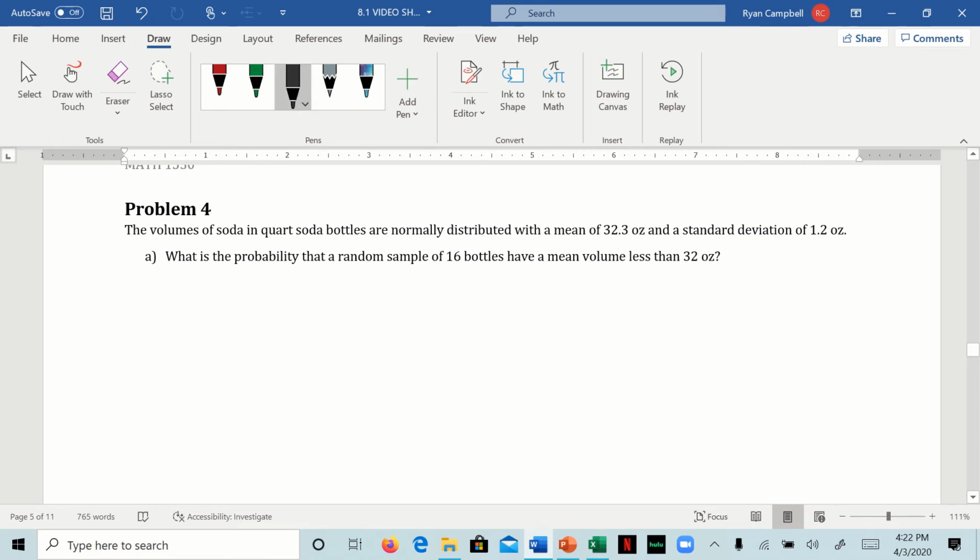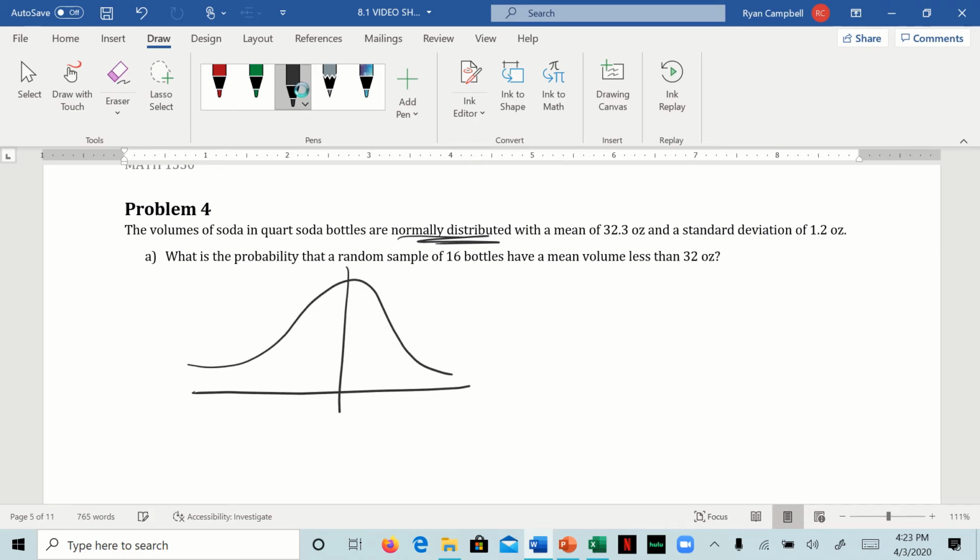The volumes of soda in quart soda bottles are normally distributed. So good, we got that normal distribution with a mean of 32.3 ounces and a standard deviation of 1.2. What is the probability that a random sample of 16 bottles have a mean less than 32 ounces? So population mean is 32.3. Our value is 32. We want less than that. So we need to figure out what this value is.